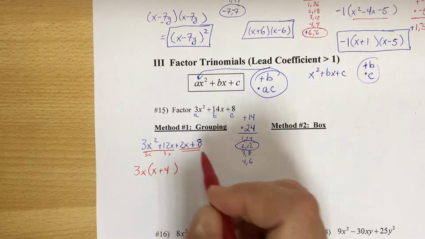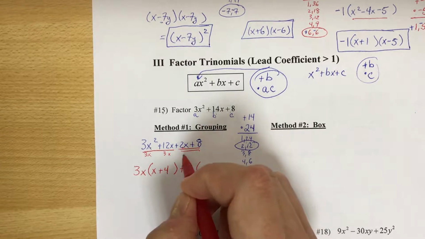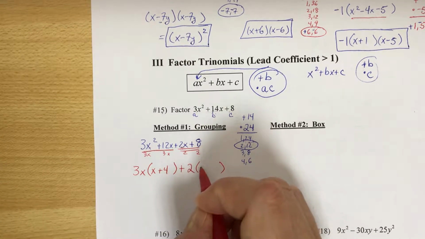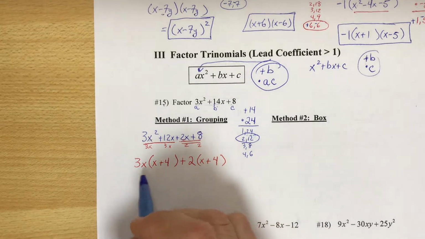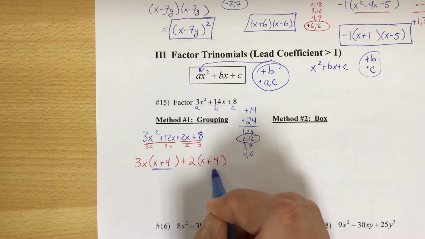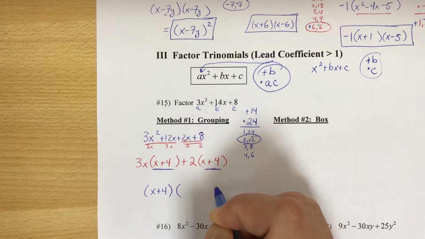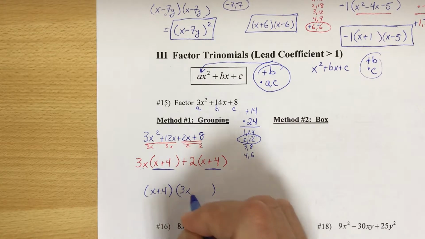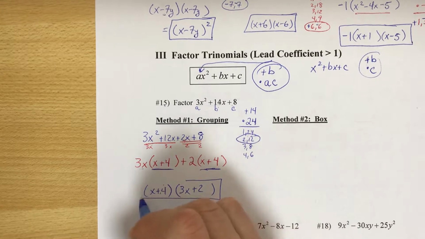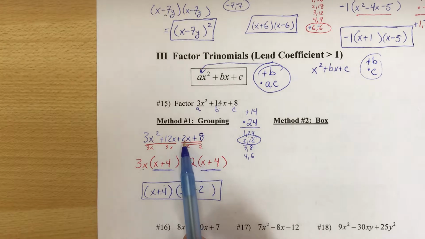Now over here, both of these terms are divisible by 2. So let's factor a 2 out, and what we're left with is 1x plus 4. Now we have one more move. Notice that both expressions have the same factor, so we can factor that out. That's a common factor. If we take out x plus 4, we still have 3x here, and then we still have positive 2. That is the answer.